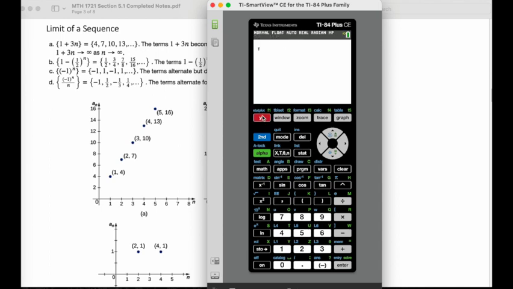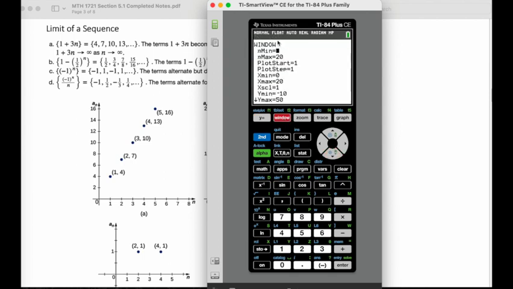Now when you hit your y equals, you'll see instead of having y1, y2, y3 where you enter your functions, it's going to be set up so that you can enter sequences. Now, for this one, this is asking you where you want to start. Sometimes we start at 0, sometimes we start at 1. In this example, we want to start at 1. Here's our explicit formula that we're plugging in.